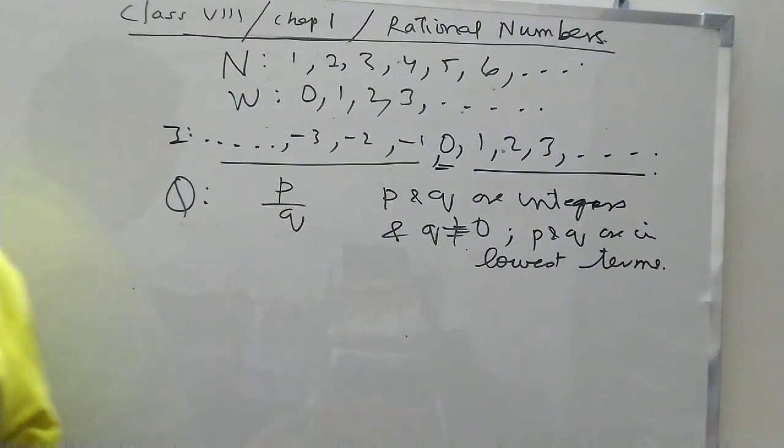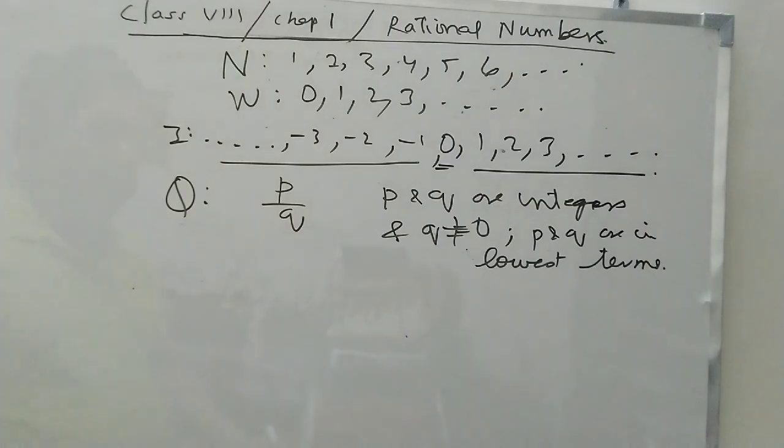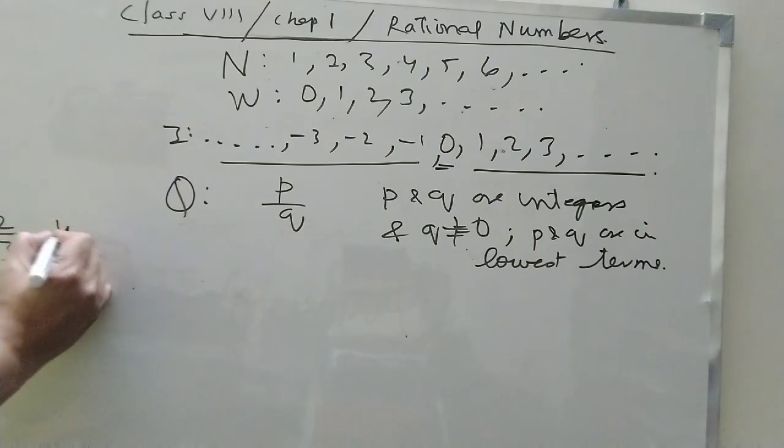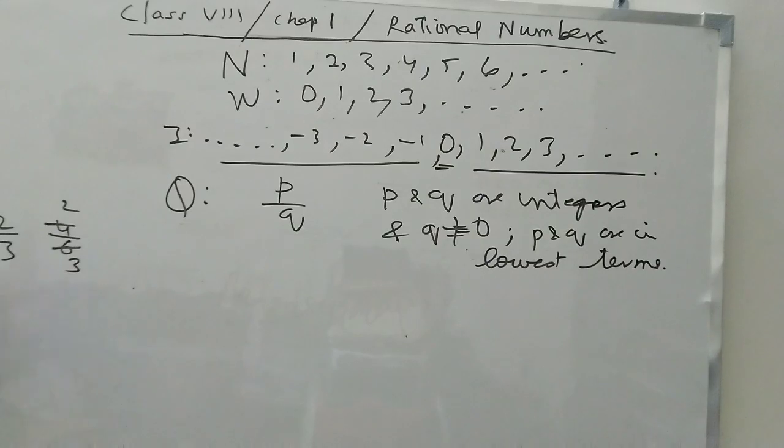What do I mean by lowest terms? First of all, lowest terms of course means that you can't cancel any further. For example, if you write 2 upon 3, you can't cancel any further. But if you write 4 upon 6, you can say okay, 4 is 2 times 2, 6 is 2 times 3. So this 4 by 6 is not in lowest terms, but 2 by 3 is in lowest terms.